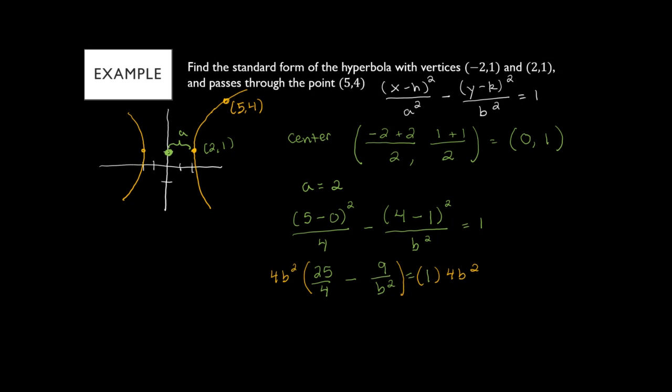When you multiply 4b squared times the 25 over 4, the 4's cancel out and you end up with 25b squared. Then when we multiply the 4b squared times the 9 over b squared, the b squareds cancel and you have 4 times 9, which is 36. And then on the right, I'm going to get 4b squared. So now I want to solve this for b squared.